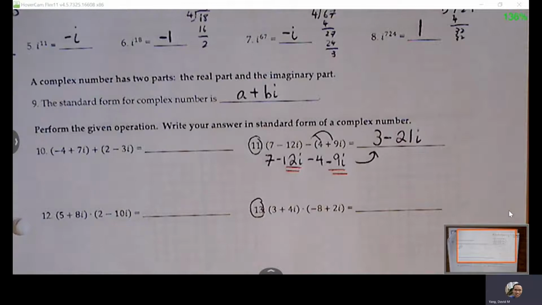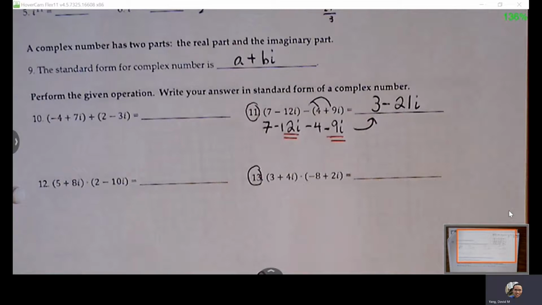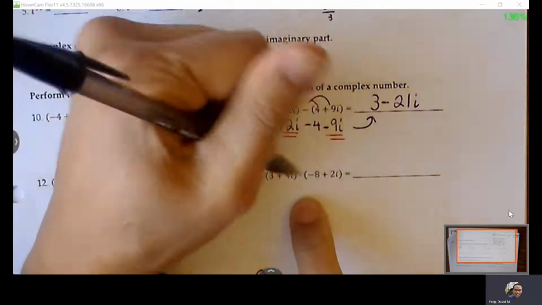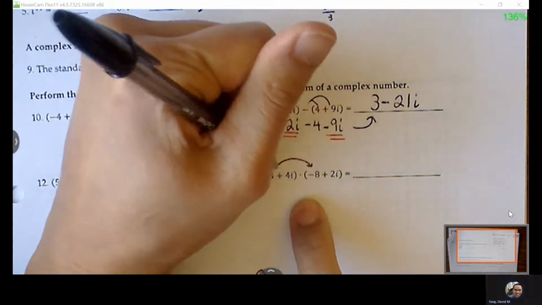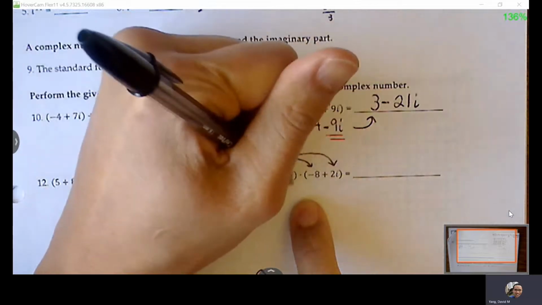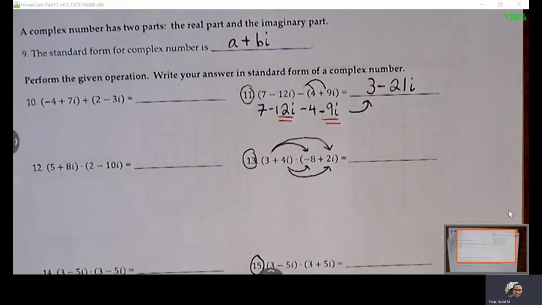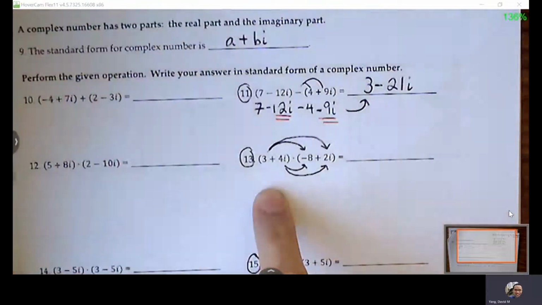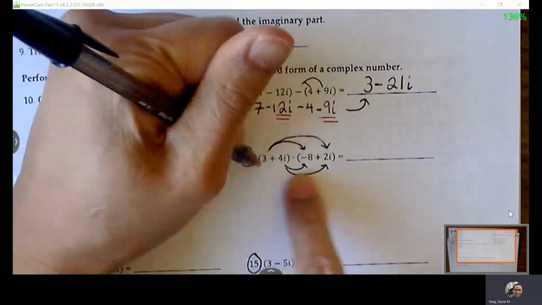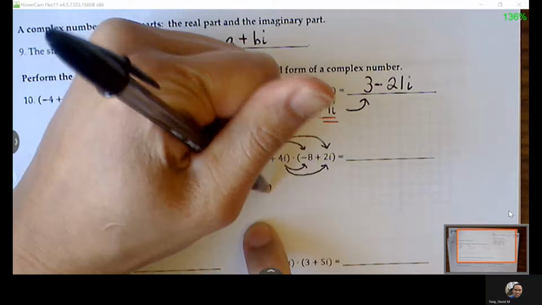Okay, number 13. We can multiply, so we can basically FOIL. We have 2 sets of parentheses here. I'm going to distribute the 3 through, and then distribute the 4i through, and then we'll combine the like terms when we get to it. At the outset, we are going to treat that i as a variable. It's going to behave like a variable initially. So 3 times negative 8.